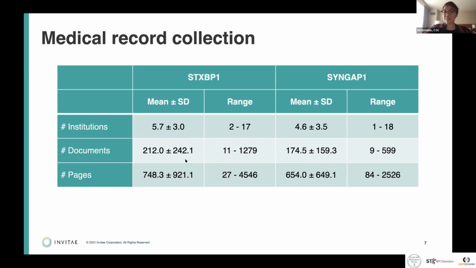In terms of the number of individual documents, so these represent individual clinic notes, imaging reports, lab reports. For STXBP1, we were looking at an average of 212 documents per patient, corresponding with about 750 pages. And for SYNGAP, it was slightly less, about 175 documents, corresponding with approximately 650 pages of information. But again, you can see that there is a wide range of volume of data, in many cases dependent on the presentation of the individual.